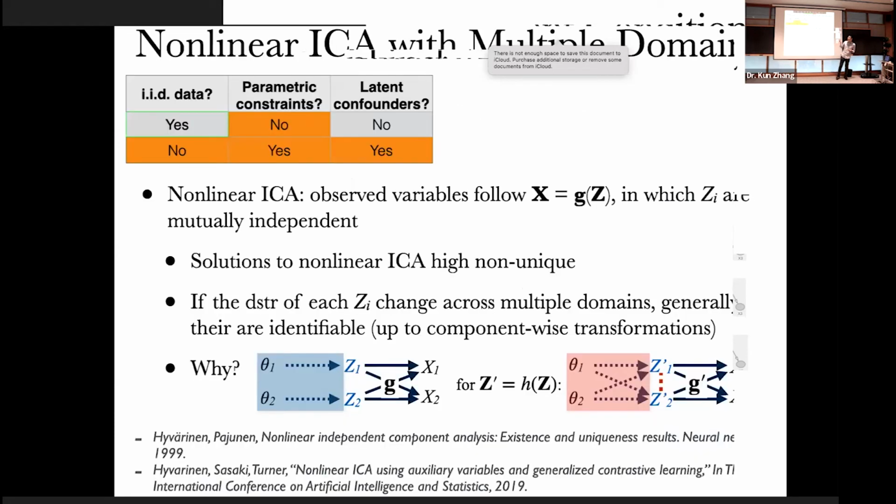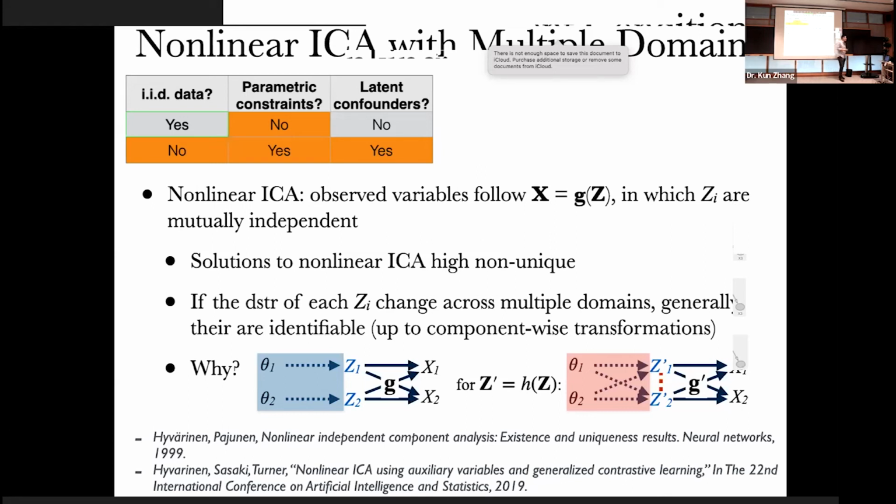Okay, then the last thing I want to briefly mention is another way of doing domain adaptation, still by making use of the learned representation. This is a setting of nonlinear ICA, nonlinear independent component analysis. We observe variables x1, x2, x3. They are nonlinear transformations of independent variables z1, z2, z3, and so on. And we want to recover the latent variables.